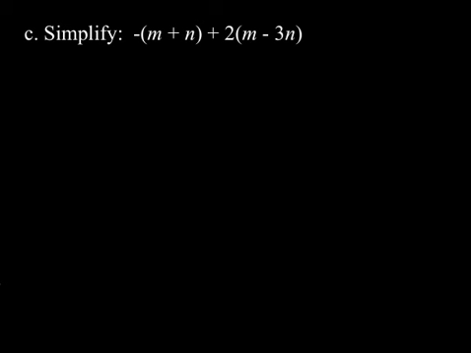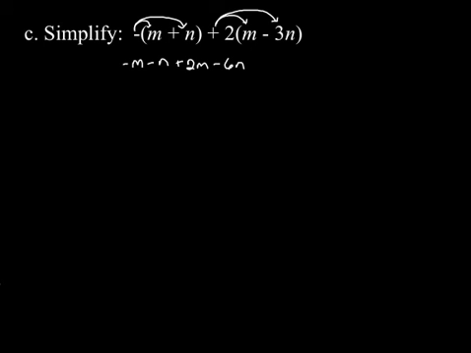Now to simplify this, we've got some distributing to do. So first of all, this negative distributes to the m. It also distributes to the n. The 2 distributes to the m. Oops, 2m. And then the 2 distributes to the negative 3n. So negative 6n when you multiply that, because 2 times negative 3 is negative 6.